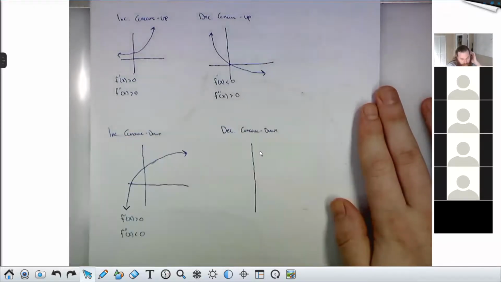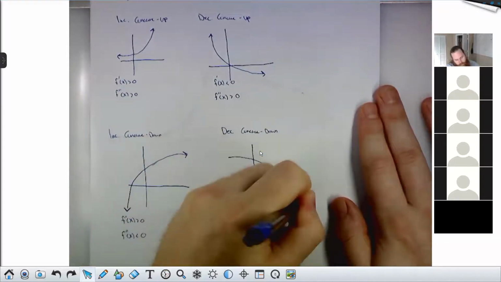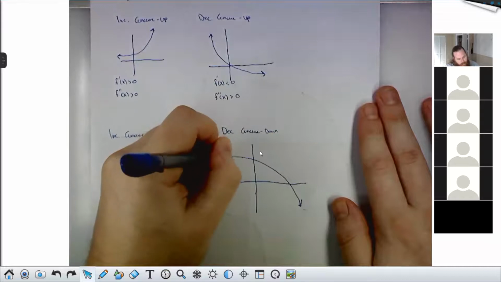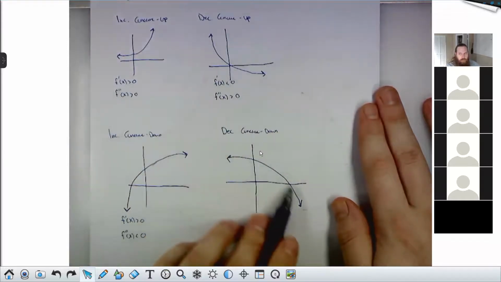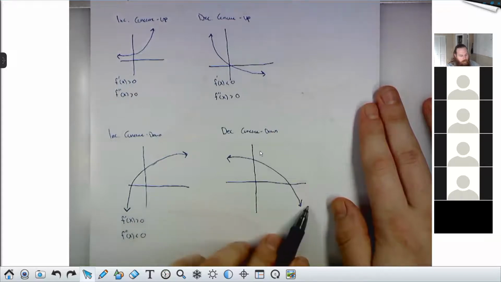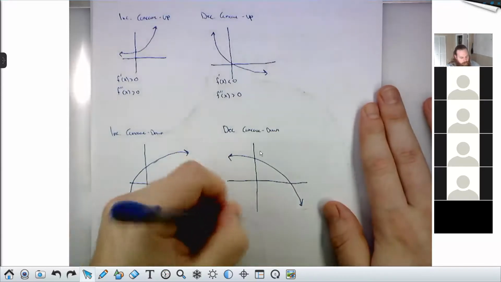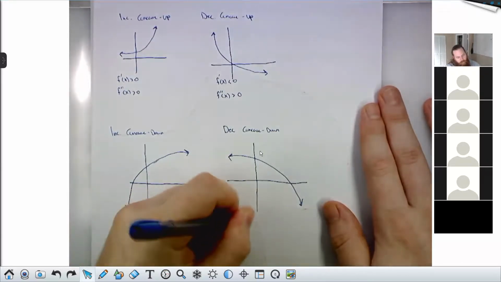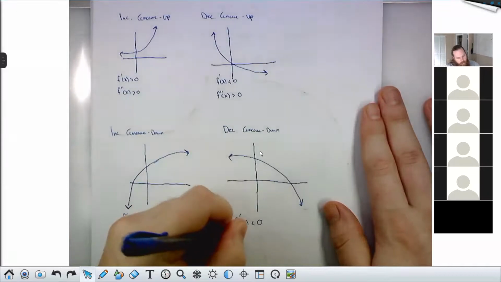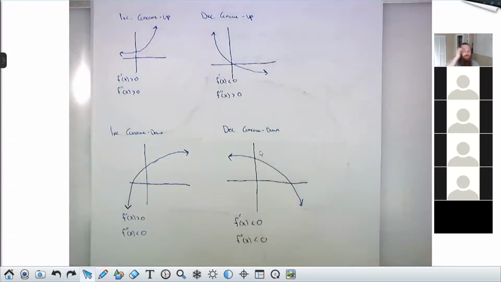So if you are decreasing and concave down, then you look something like this. So decreasing, all of the tangent lines here definitely have a negative slope, but also they're getting more negative. So f prime, the slopes are themselves also decreasing. So you're decreasing, so f prime is negative, and then concave down, f double prime is also negative. So these are the four possible graph shapes.